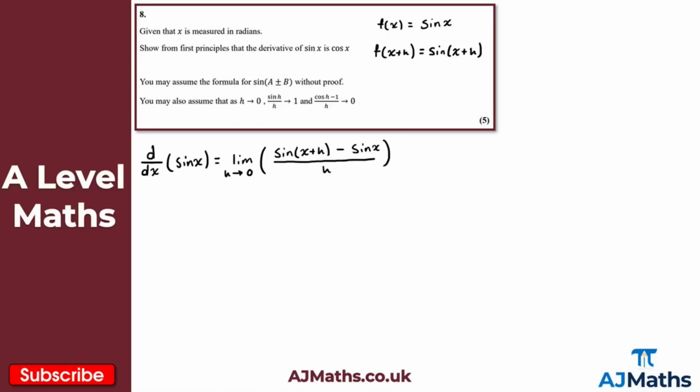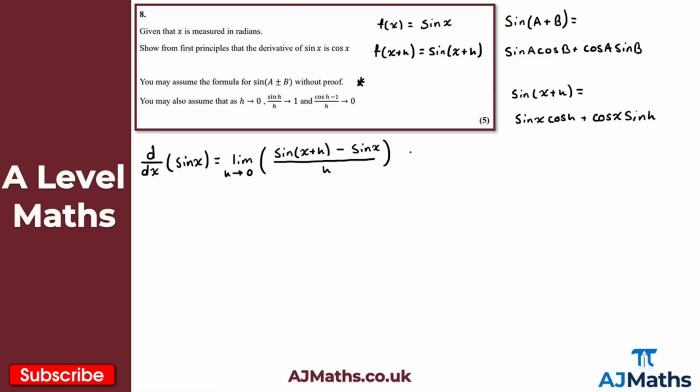So now, before we can do anything else here, we need to use the compound angle formula for sine of x plus h. That's why it's telling us here that we can assume this formula for sine of a plus or minus b without proof. Again, this result is given in the formula book. You don't have to worry about memorizing this either. So sine of a plus b is given as sine a cos b, and then we have cos a sine b. Now obviously I need to apply that in terms of sine of x plus h. So sine of x plus h would be given as sine x cos h, plus cos x sine h.